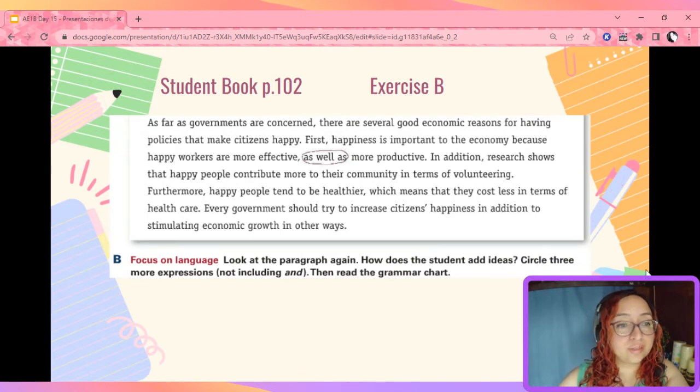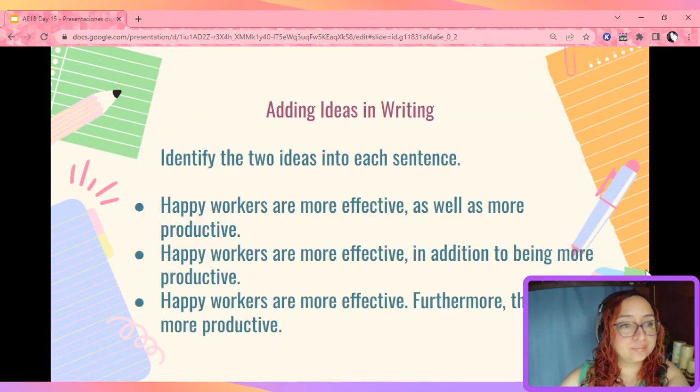Okay, so you should have found in addition, furthermore, and in addition to. Did you find them? Excellent. Let's see how they work. So, here I have some sentences. Can you identify the 2 ideas in each sentence? Pause the video.